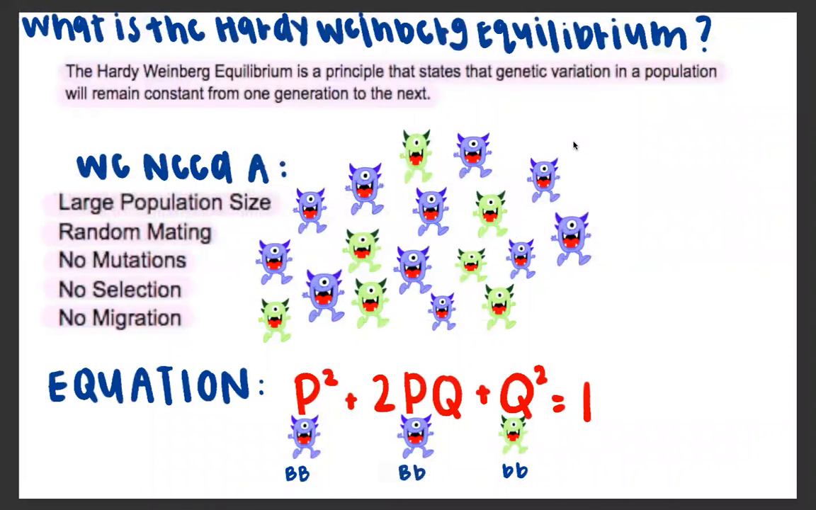The Hardy-Weinberg equilibrium is a principle that states that genetic variation in a population will remain constant from one generation to the next. For this to occur, we need a large population size, random mating, no mutations, no selection, no migration to occur. This equation is p squared plus 2pq plus q squared, and this needs to be equal to 1 for there to be a Hardy-Weinberg population. The homozygous dominant, which is big B, represents the p squared. The heterozygous monsters, big B, represents the 2pq, and the q squared is little b.